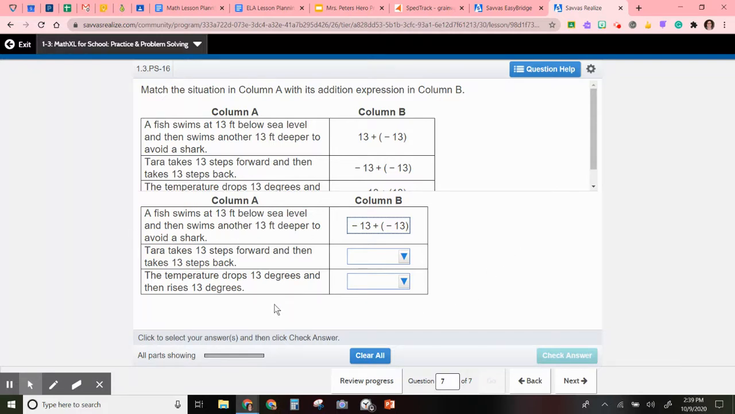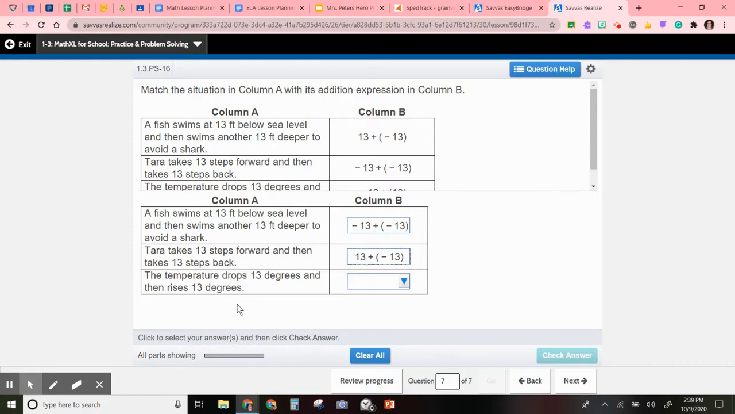Okay, let's look at this one. Tara takes 13 steps forward and then takes 13 steps back. So if you're going forward, that would be positive. And if you're going back, that would be negative. So we're 13 steps forward and 13 steps backward. That would be that one.